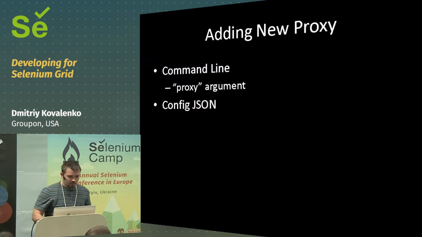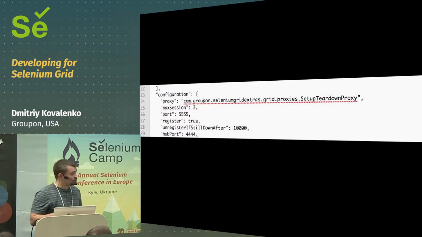So once you have written your own class for the proxy, all you have to do is add it if you're running it from command line. Use the proxy flag for the command line argument and name the class to use. Or if you're using JSON config, you will just set it up there. So the setup and tear down proxy is right there in my config file. You have to use fully qualified Java path though, because if you just say setup tear down proxy, it will not recognize it and it will not load it into memory. But you know, it's Java.